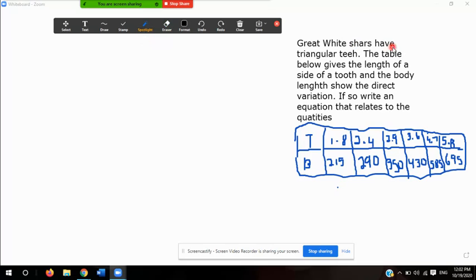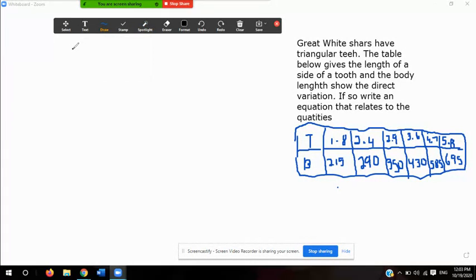Great white sharks have triangular teeth. The table below gives the length of a side of a tooth and the body length. It says show the direct variation. If so, write an equation that relates the quantities. So I want to know if there is a direct variation, and if so, by how much.